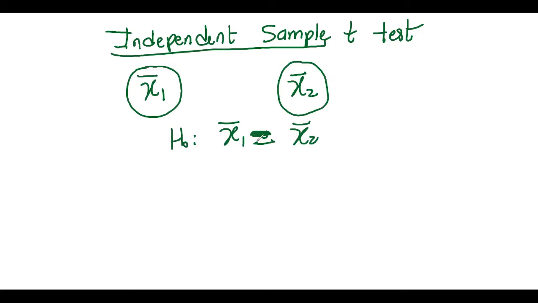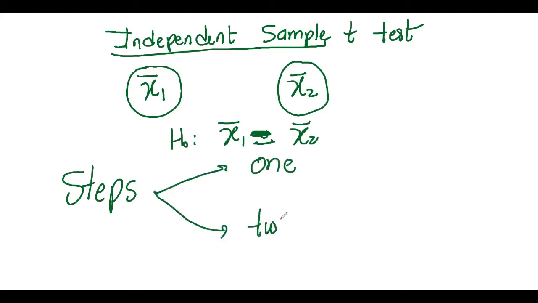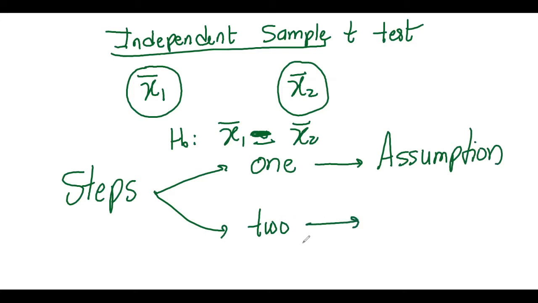Now in this case, there are two steps. If you want to apply the independent sample t-test, there are two steps: step 1 and step 2. In step 1, we examine the assumption, and in step 2, we apply the t-test. You have to be very careful that whenever we apply the independent sample t-test, the assumption testing comes first, and then we go to the t-test. Let me explain in the next slide.